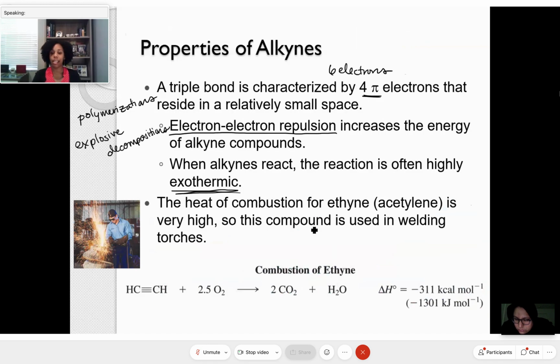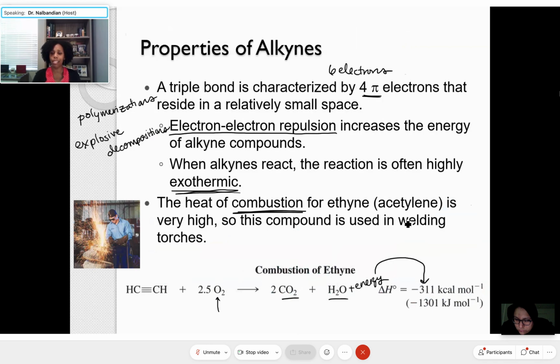Here's one reaction that alkynes can do, combustion reaction. So remember, for combustion, you always use oxygen, and you make carbon dioxide, water, plus some energy. What is that energy? Well, here it's the energy being produced. So we get a lot of energy being produced here in this reaction as we do this combustion.